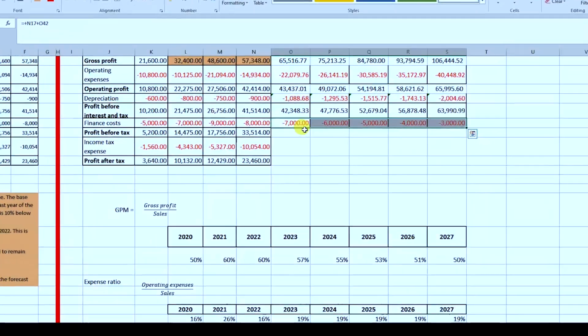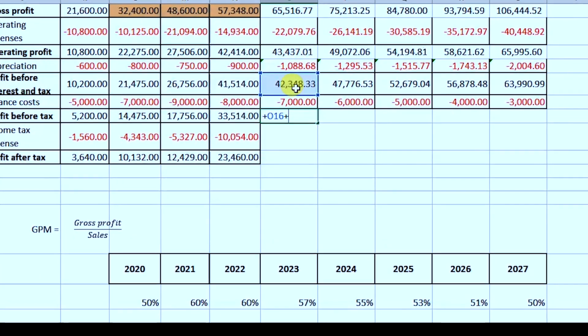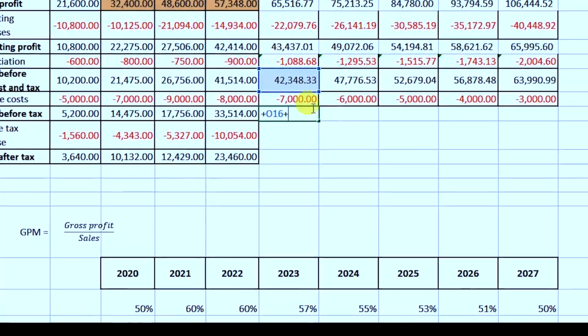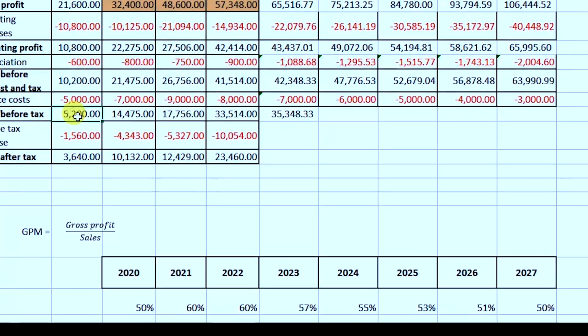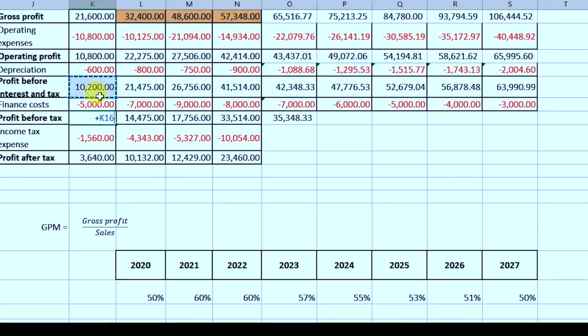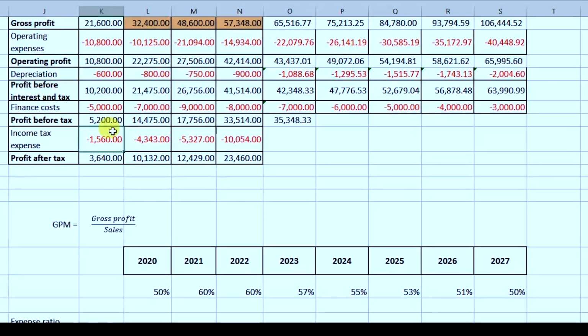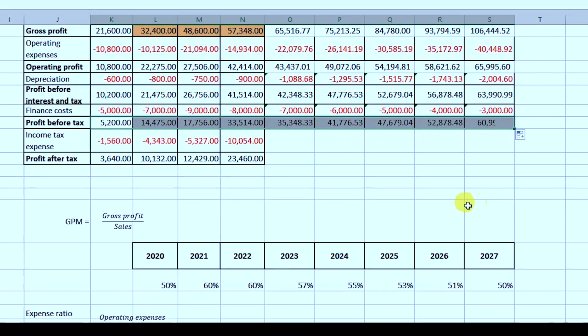Profit before tax, we get plus that plus, because it's minus, you can see this minus all through. That's that, like that. So even this profit after tax, before tax, sorry, plus that should give us that value there, and we just drag the formula across, moving like that.